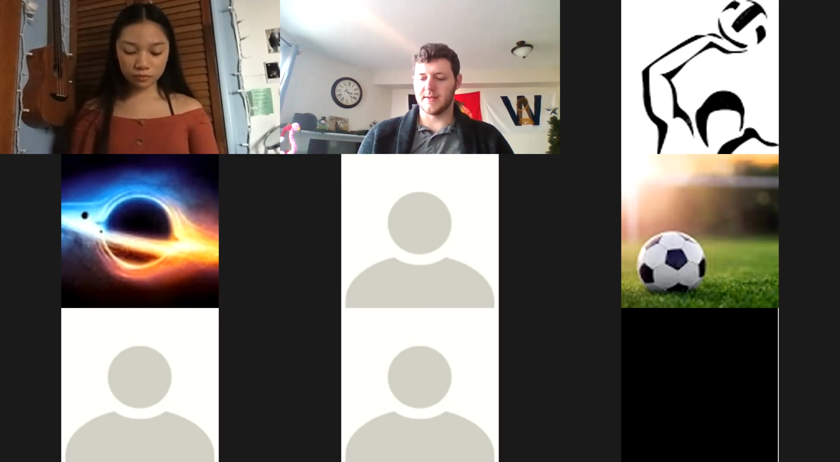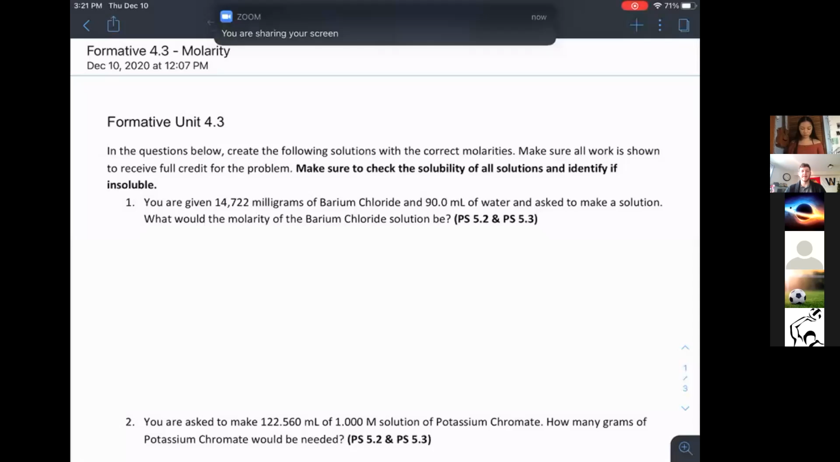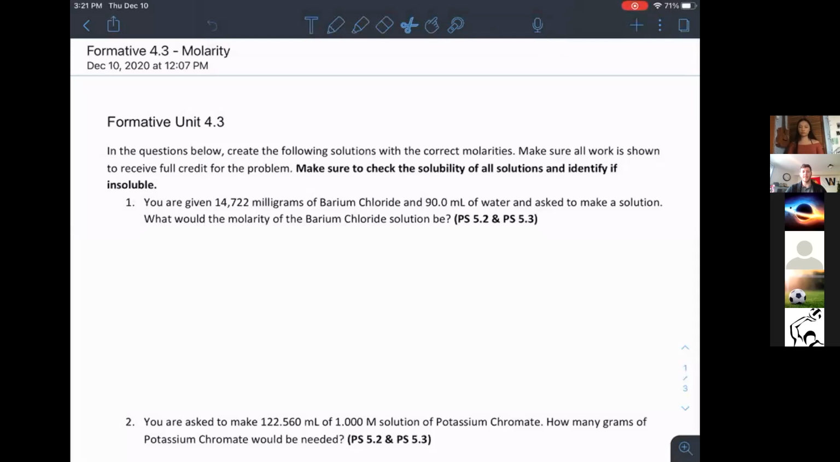All right, so yesterday we took a formative on molarity and solubility. So if we look at that first, we're going to go through this one pretty quickly, but if you have questions, just stop me, raise your hand, just let me know.